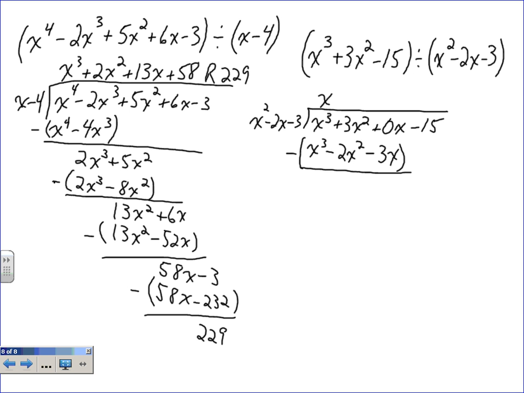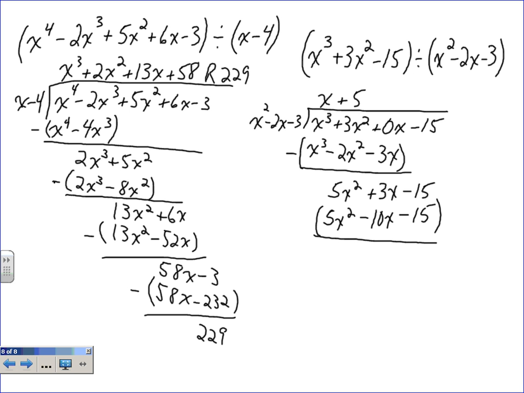The x cubes will cancel out. I have 3x squared minus a negative 2x squared gives me 5x squared. And a 0x minus a negative 3x gives me a positive 3x. And I'll bring down the negative 15. And what do I have to multiply the x squared by to get 5x squared? 5. So this is a little bit easier. 5 times x squared is 5x squared. We just have to worry about that first term. Everything else will fall into place. And 5 times negative 2x is negative 10x. And 5 times negative 3 is negative 15.